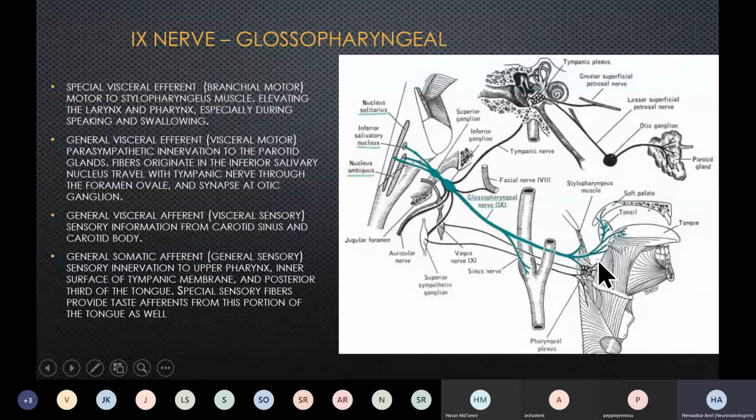But if you do have 9th or 10th or 9th and 10th palsy, it is going to affect the swallowing mechanism, the speech mechanism, giving a different tone to the voice, and of course causing various forms of swallowing difficulties. Then we come to the general visceral efferent, okay, and these are the parasympathetic outflow.